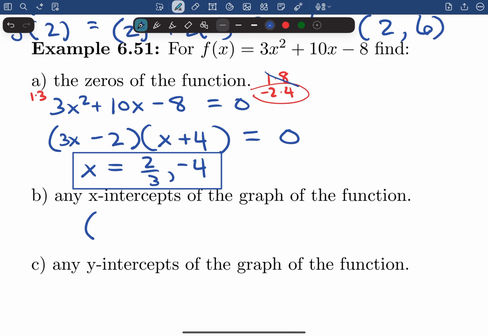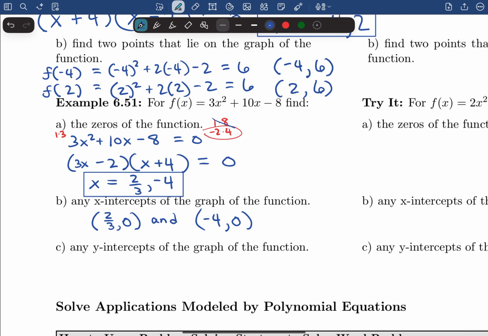We're going to write them as ordered pairs, like 2/3 comma 0. That's the first x-intercept location on a graph. And then negative 4 comma 0. That is the second x-intercept location on the graph. There are two x-intercepts on the graph of this function.